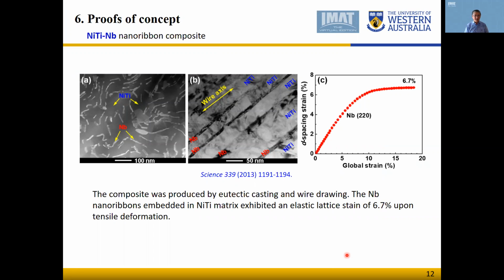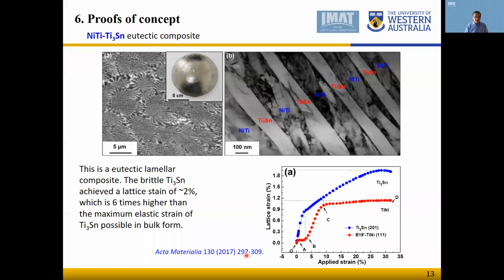Here's a nickel titanium niobium nanoribbon composite. This composite is produced by eutectic casting and then severe wire drawing to convert the laminar structure into these nanowires, nanoribbons of niobium. What we see here is a cross section. So the ribbons are thin and long, and these ribbons are able to exhibit an elastic strain of 6.7% upon tensile deformation when the matrix deforms by stress-induced martensite transformation.